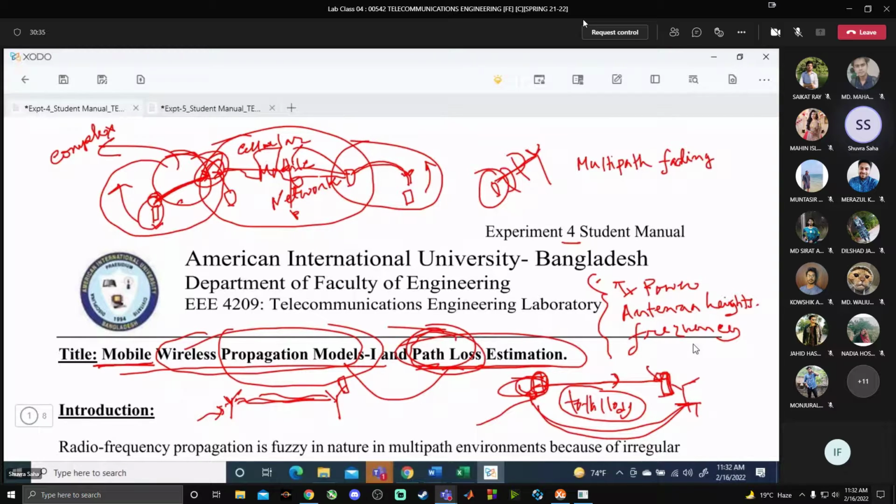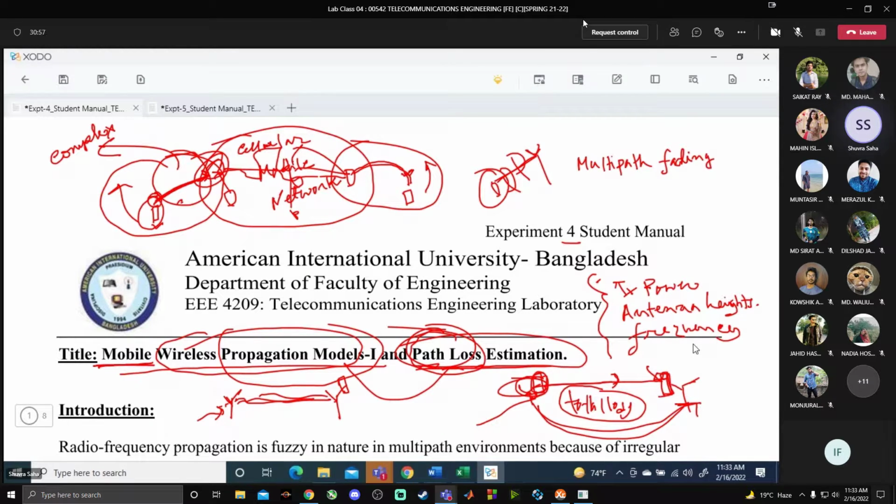Okay, so this is the aim of defining path loss models: to estimate path loss in a cellular mobile environment. As you can understand, as I told you, the cellular environment is different in different regions. So we actually have different path loss propagation models defined.